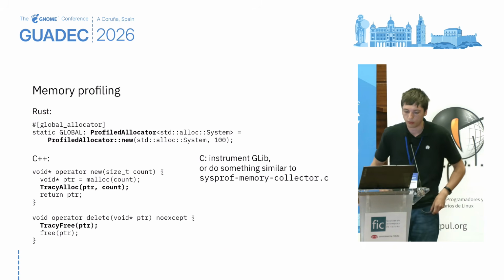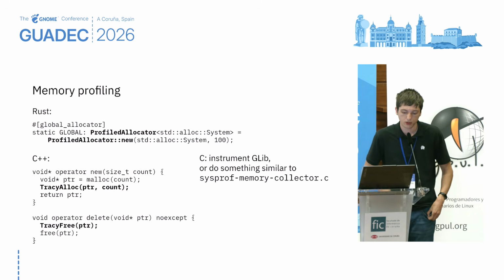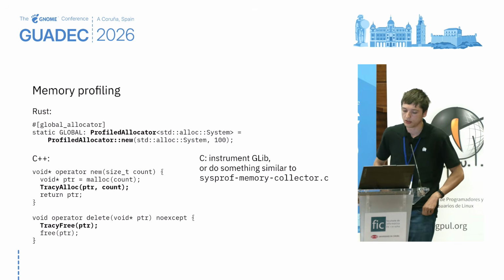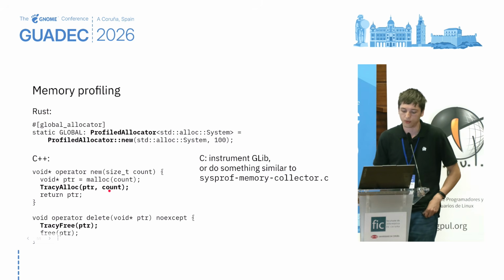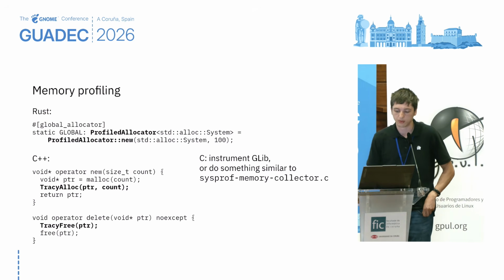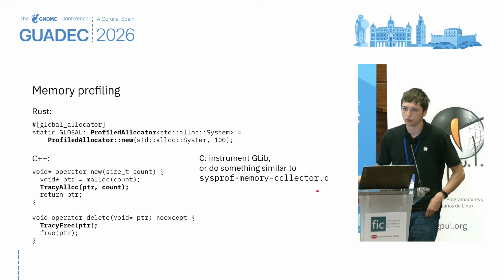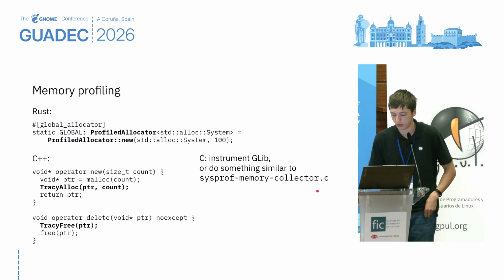Finally, one more thing that Tracy can do is profile memory allocations. For this, you need to wrap or instrument the allocator. Now, Rust makes it really easy because you can override the global allocator with the profiled allocator. In C++, you can override operator new and delete, adding the Tracy instrumentation. Now, of course, this will only work on allocations from Rust and C++ allocators, respectively. For C, there is no easy option. You'd need to instrument glib with the g_malloc and g_free macros, or do something similar to the sysprof memory collector, which hooks with LD_PRELOAD and instruments malloc and free.